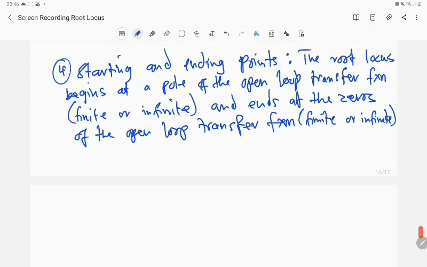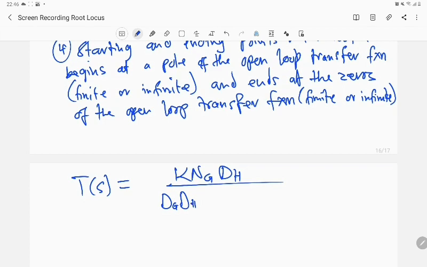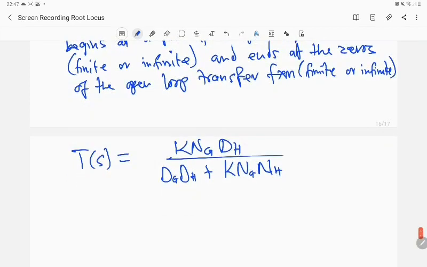In order to establish this, let's consider the closed loop transfer function, which is T(s) = K N_G D_H all over D_G D_H + K N_G N_H. As we derived earlier, the closed loop transfer function is the gain times the numerator of the forward path transfer function times the denominator of the feedback transfer function, all divided by the denominator of the forward path transfer function times the denominator of the feedback transfer function plus K times the numerator of the forward path transfer function times the numerator of the feedback path transfer function.